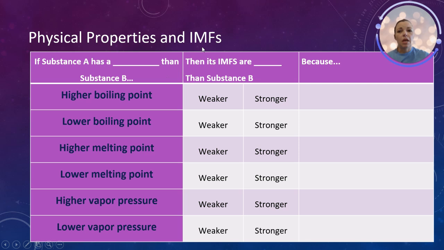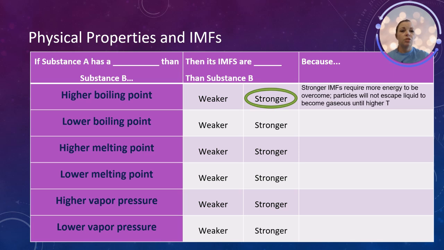If substance A has a higher boiling point than substance B, then its IMFs are stronger, because stronger IMFs require more energy to be overcome. And so the particles will not escape the surface of the liquid to become a gas until the temperature is higher to give them that extra required energy to do that.